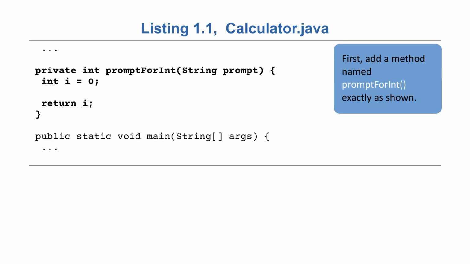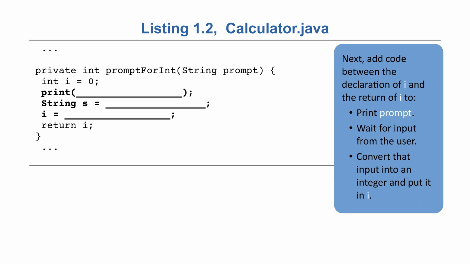First, add a method named promptForInt exactly as shown. Int instead of void in front of the method name means it returns an integer. The return statement is how the method returns the integer. The method must first declare an integer and assign it a value before it can return the integer. Next, add code between the declaration of i and the return of i to print the prompt, wait for input from the user, convert that input into an integer and put it in i.